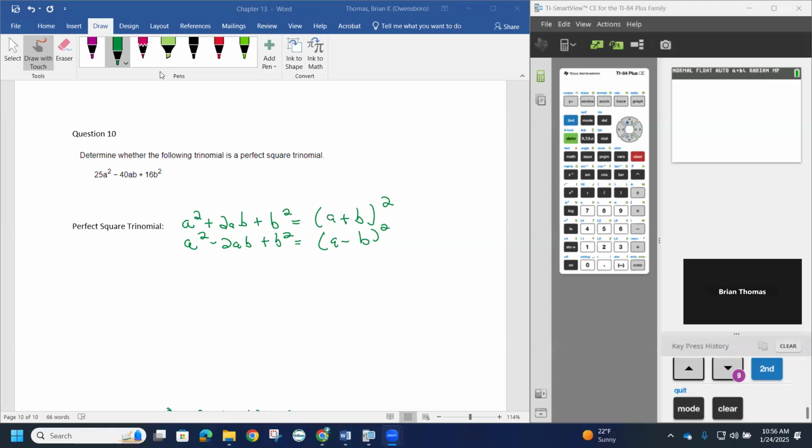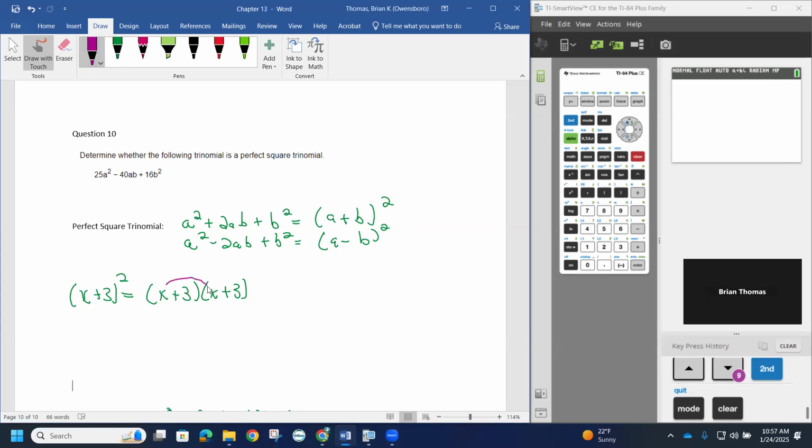So question 10 moves into a different type of special product. Determine whether the following trinomial is a perfect square. So one of the things we have done in our classes is we've kind of used FOIL for things. So like if I gave you (x plus 3) squared, that's the same thing as (x plus 3) times (x plus 3), which means we could use FOIL on this.